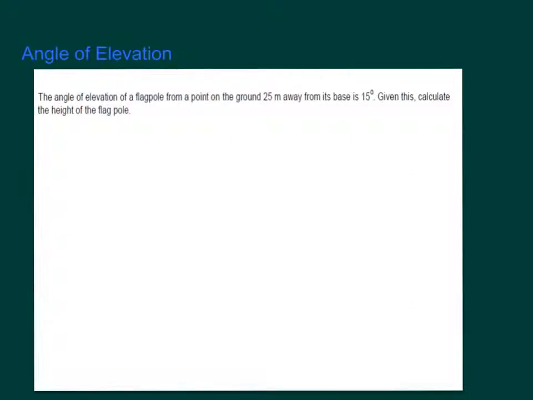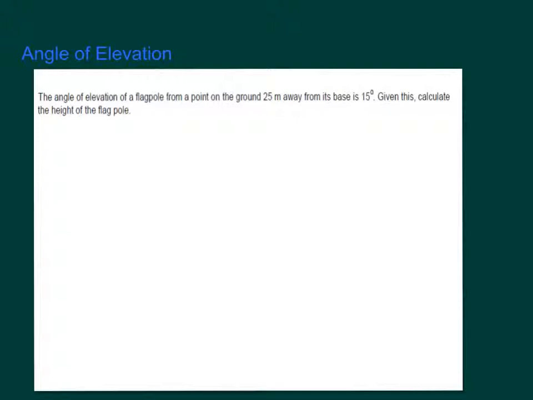Okay, in this video we're going to look at an example of a problem that involves angle of elevation. So it says the angle of elevation of a flagpole from a point on the ground 25 meters away from its base is 15 degrees. Given this, calculate the height of the flagpole.